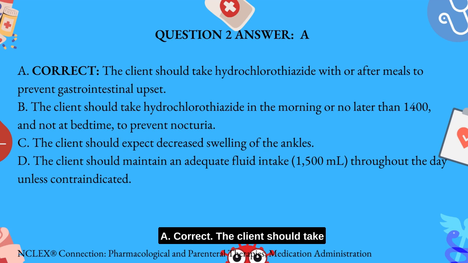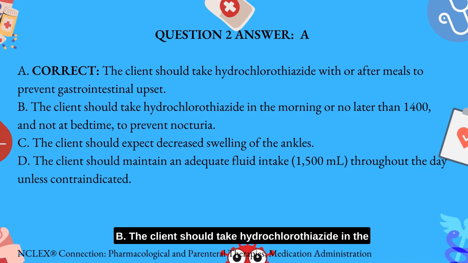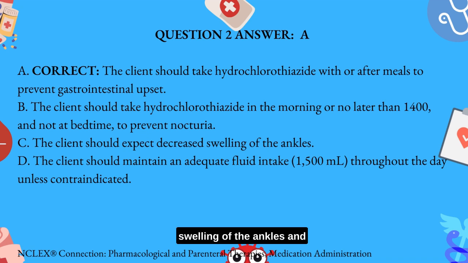Correct. The client should take hydrochlorothiazide with or after meals to prevent gastrointestinal upset. Answers B, C, and D are wrong because B. The client should take hydrochlorothiazide in the morning or no later than 1400, and not at bedtime, to prevent nocturia. C. The client should expect decreased swelling of the ankles and D. The client should maintain an adequate fluid intake, 1,500 milliliters, throughout the day unless contraindicated.